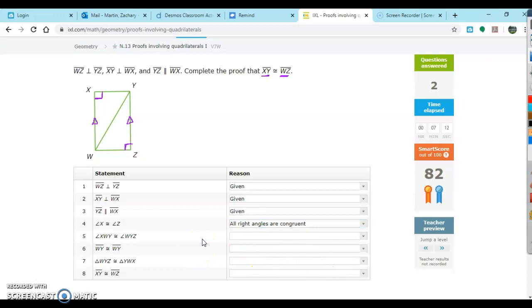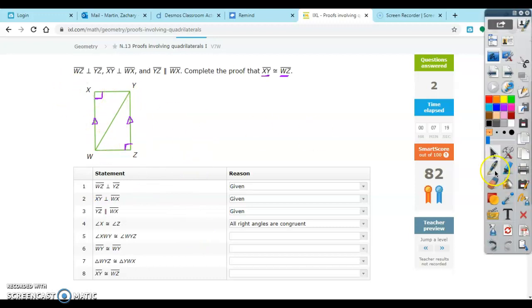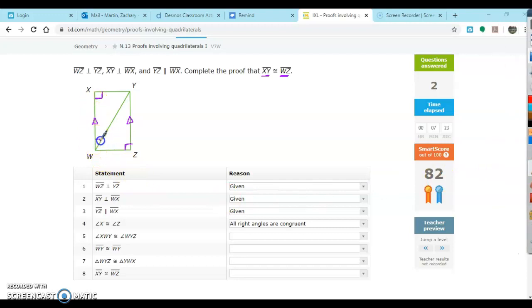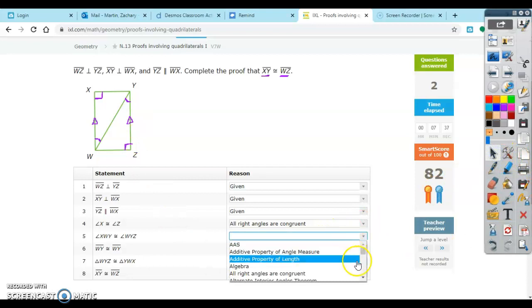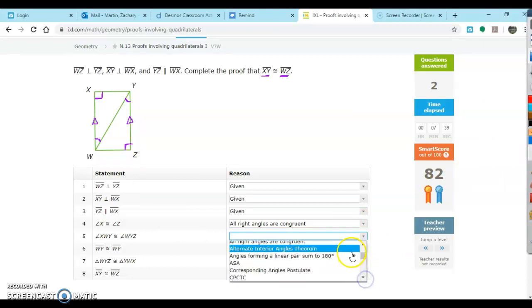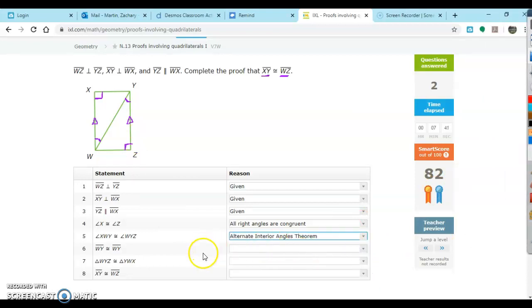So angle XWY, let's make sure we mark that. I'm going to use angle XWY, purple again. There we go. Is congruent to angle WYZ. We've got parallel lines, transversal segment. Those are alternate interior angles. So the alternate interior angles theorem says that those angles are congruent.